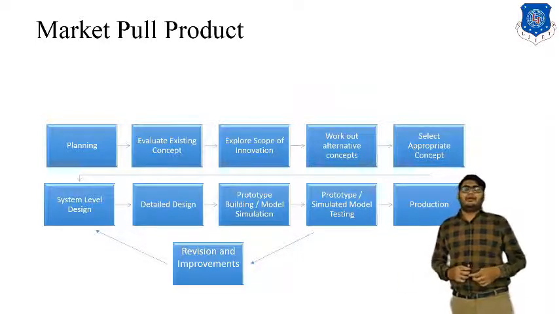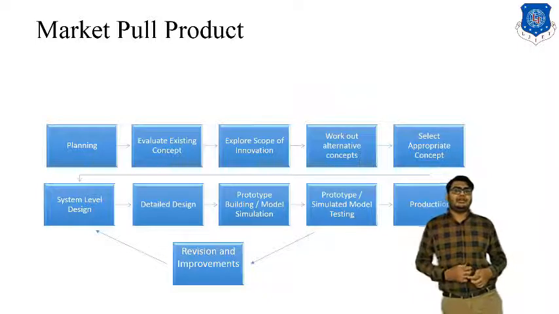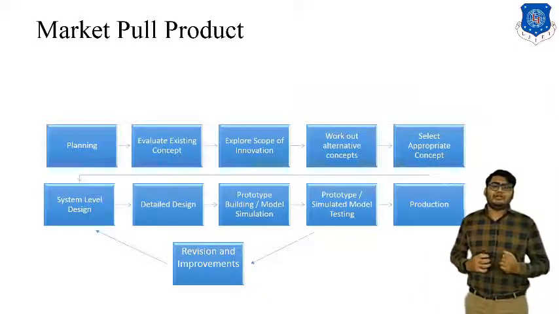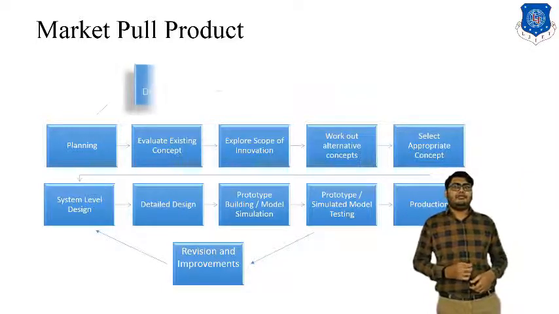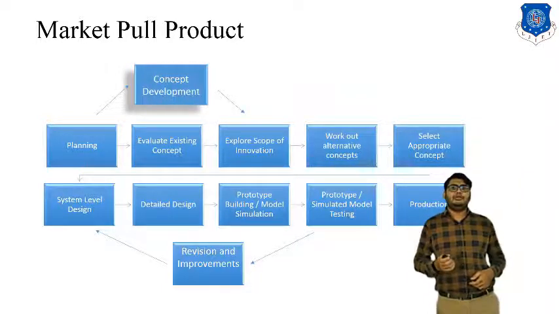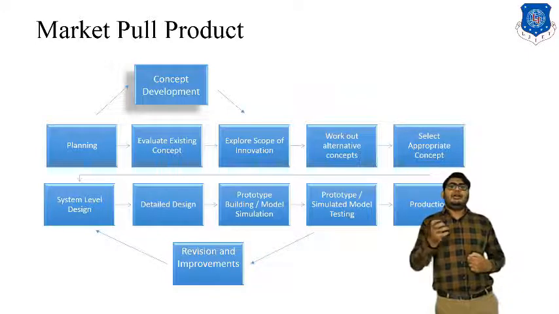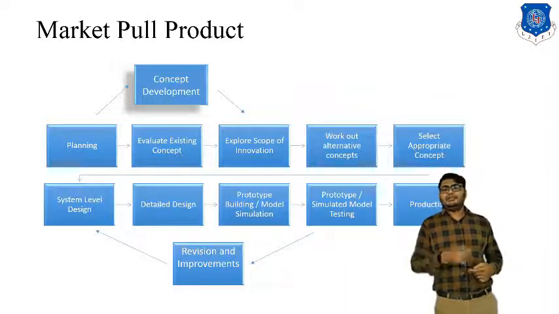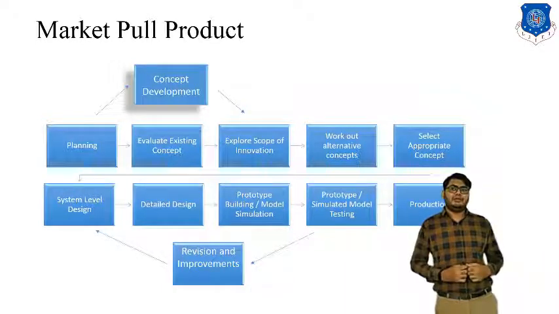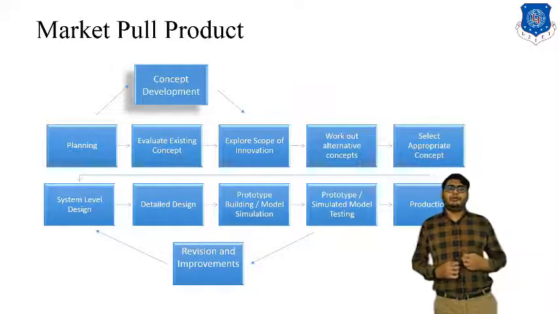If the product that customers are demanding is not already available in the market, or we want to introduce some new product, then we'll do a concept development process, which we already have discussed in our previous lectures. So after planning, instead of evaluating existing concepts, we go for an entirely new concept development process, and after that the cycle will be the same. So this is how the market pull product development cycle will look like.